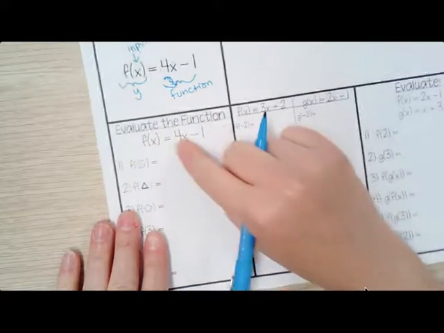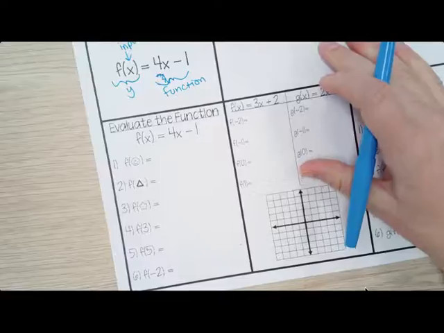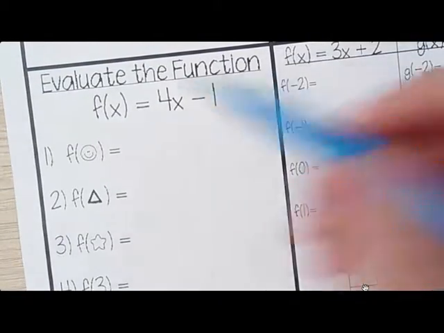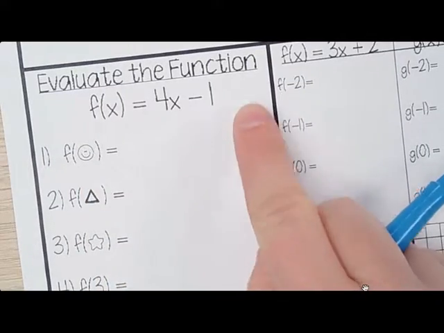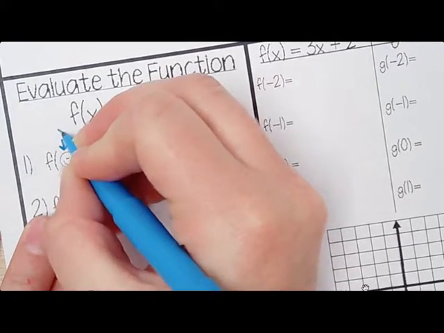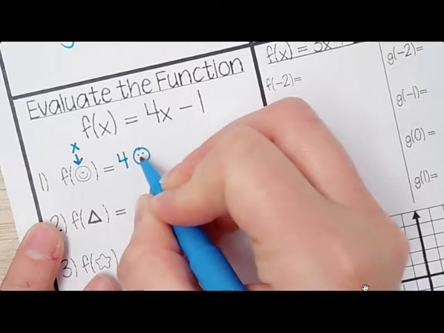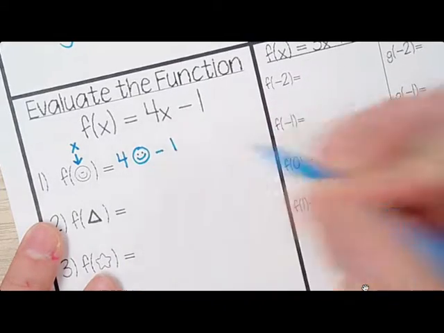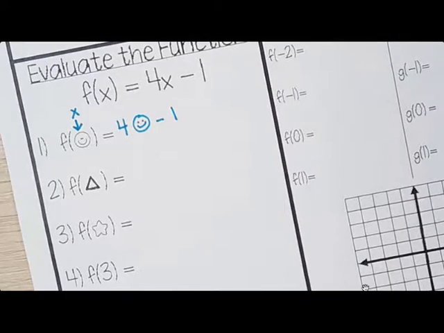All right, so let's look at this first box here. It says evaluate the function. So the first one says f of a smiley face. We need to find out what that is if this is our function. So that means we need to input this for x. So we're going to do 4 smiley face minus 1. That's all we can do on there. We can't simplify anything. So we're going to leave it just like that.